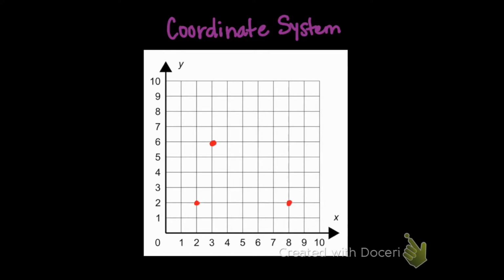One of the first things you need to know is that we only work in the first quadrant. The first quadrant only deals with positive numbers. The second, third, and fourth quadrants deal with positive and negative numbers. So you're going to see that in middle school in the future.